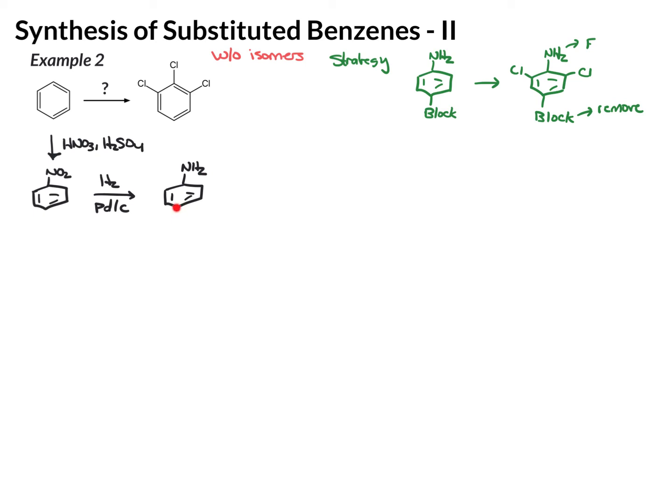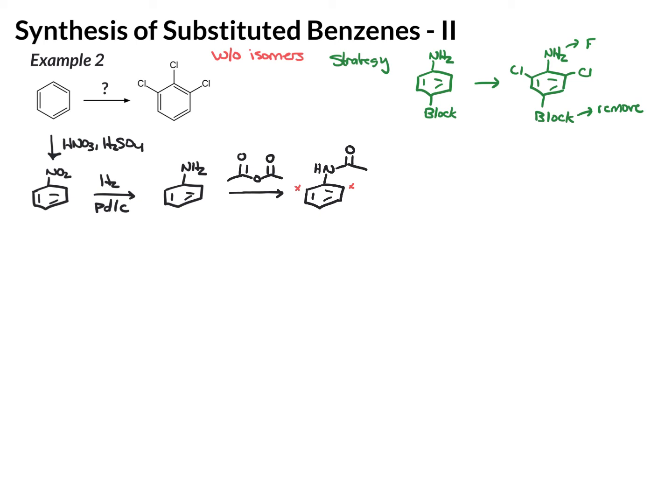But how can we selectively get something down here? Well, what we need to do is hinder these positions so I can selectively add something at the bottom of the ring. We can do that with the amide group. So let's add acetic anhydride as the reagent. That blocks out my ortho positions.